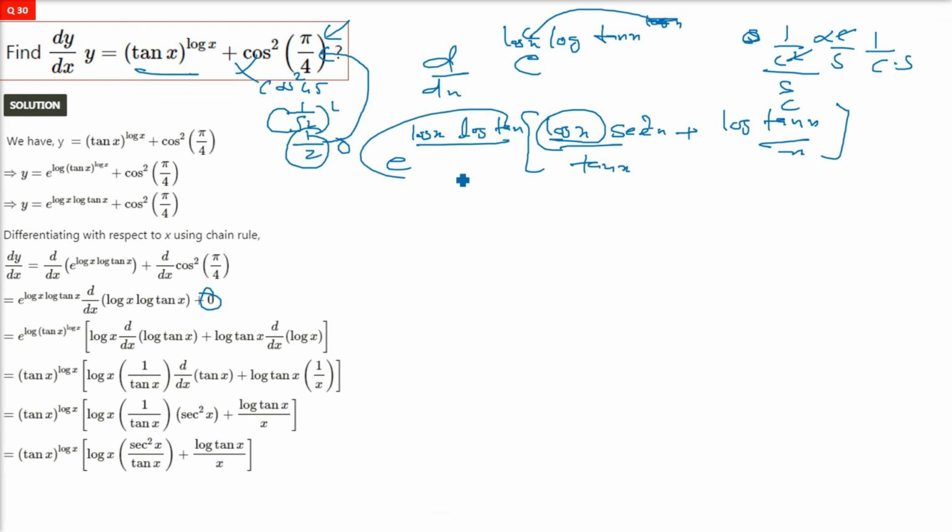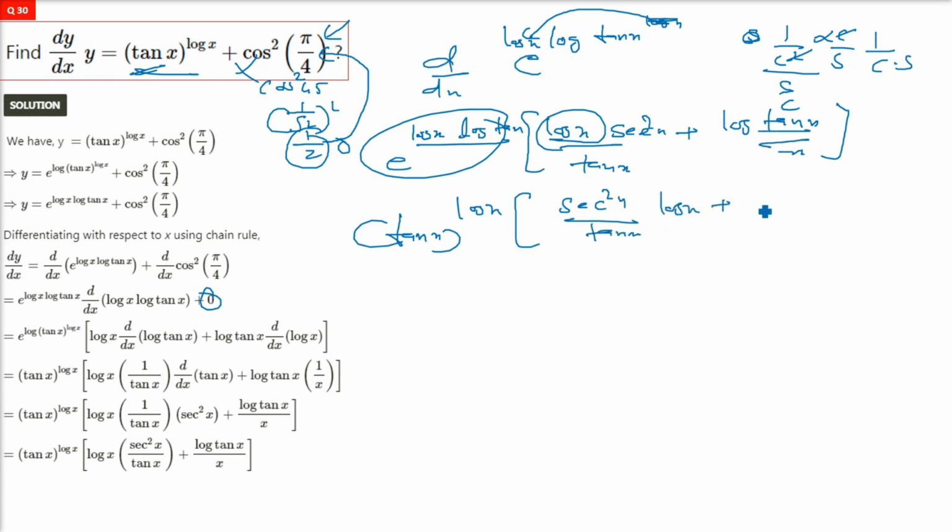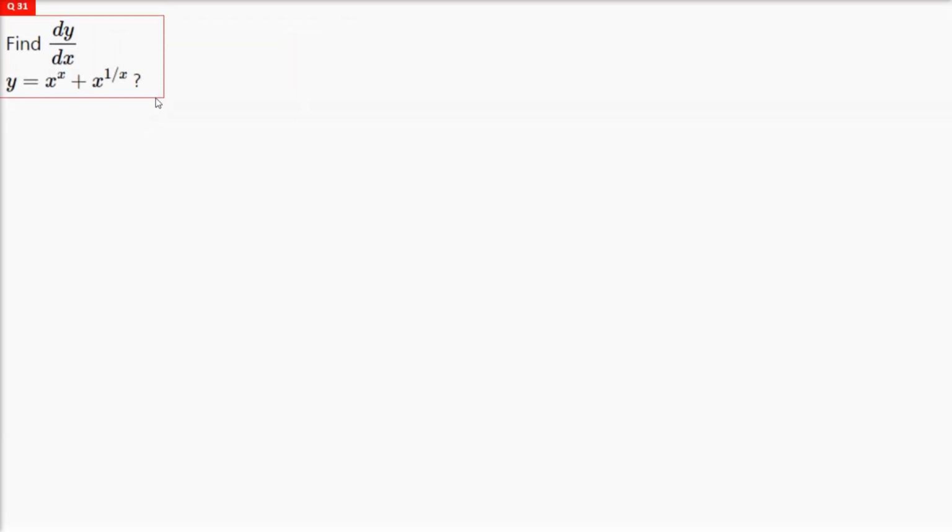And what is this e to the power log x, this log 10x? It was actually 10x to the power log x, okay? So 10x to the power log x, sec square x by 10x log x, plus this is log 10x by x. Now you see this is the final result. Same thing. This will be 0. Cos square pi by 4 is 0.